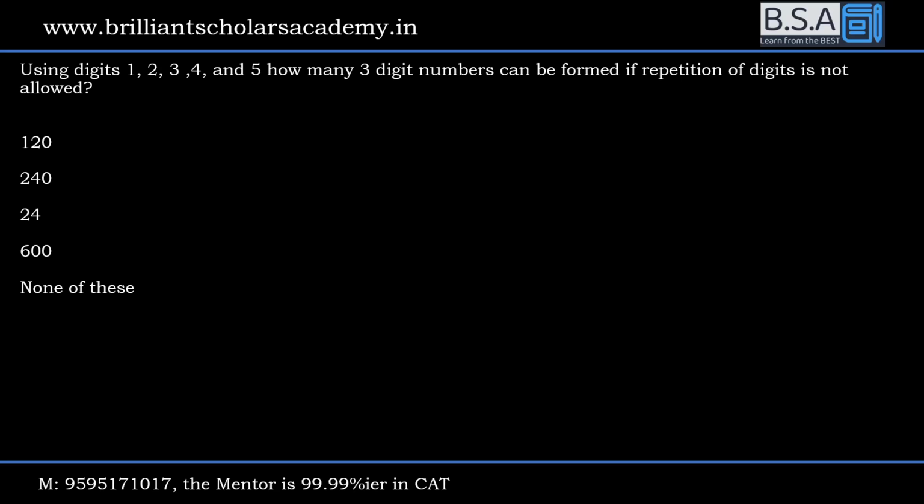Quick. 1 minute. Using digits 1, 2, 3, 4, 5, how many 3-digit numbers can be formed if repetition of digits is not allowed? 3-digit numbers. I've got 5 options for this. I've got 4 options for this. I've got 3 options for this. How many 3-digit numbers can be formed if repetition is not allowed? Done. 5 into 4 into 3, 60.